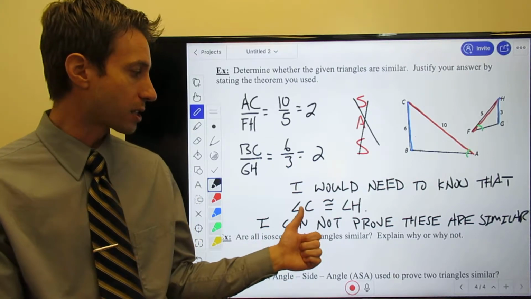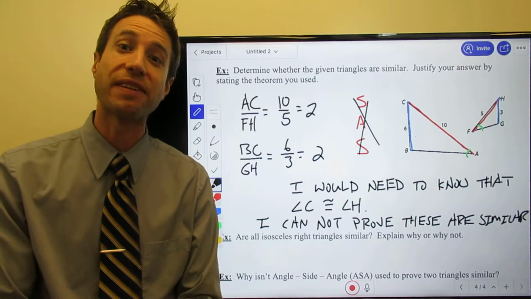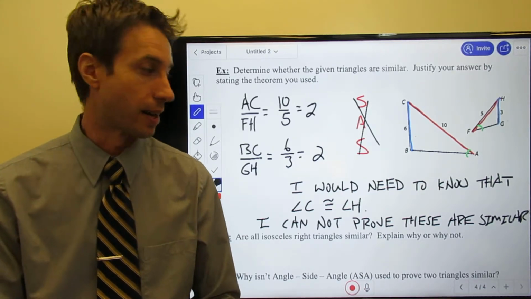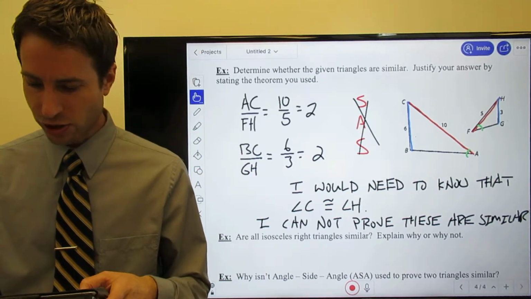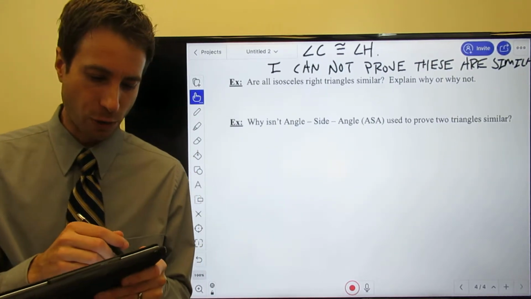It's totally possible that C is congruent to H, but I don't tell you that and you don't have any way to prove it. So you're done. Two more questions for you here just to sort of wrap things up and bring this chapter full circle.